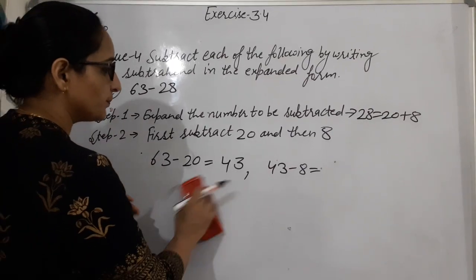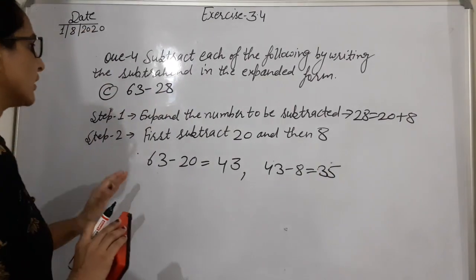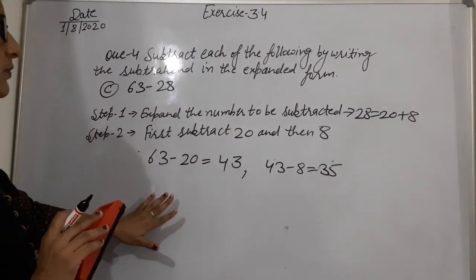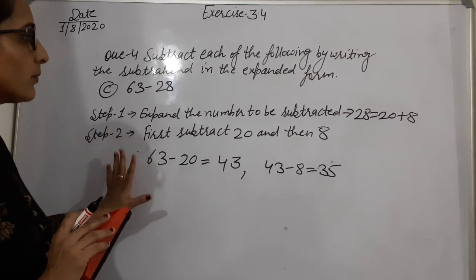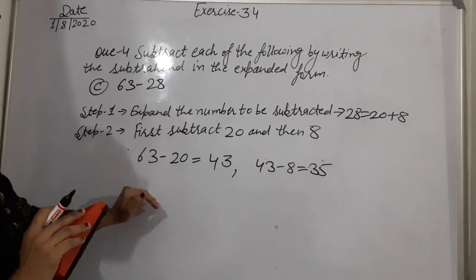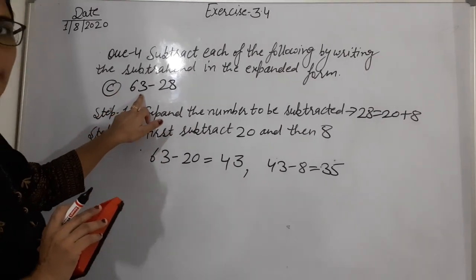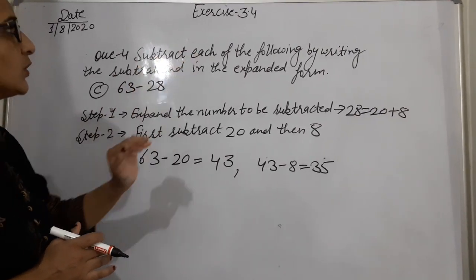Clear all of you? It is 35 and you can check the answer also. This is all about your question number 4. First write in expanded form and then subtract one by one from the given number. Clear all of you? Okay beta, this is all about your exercise number 3.4.